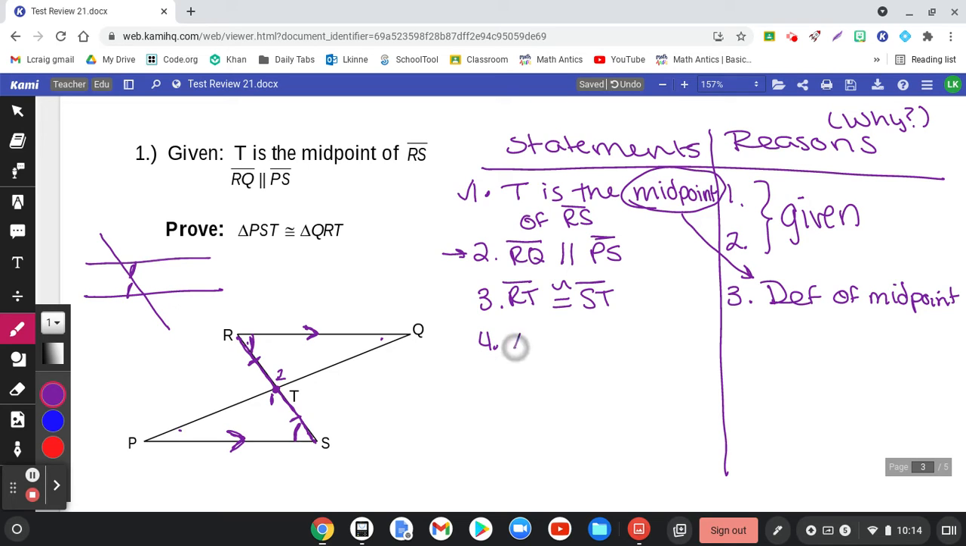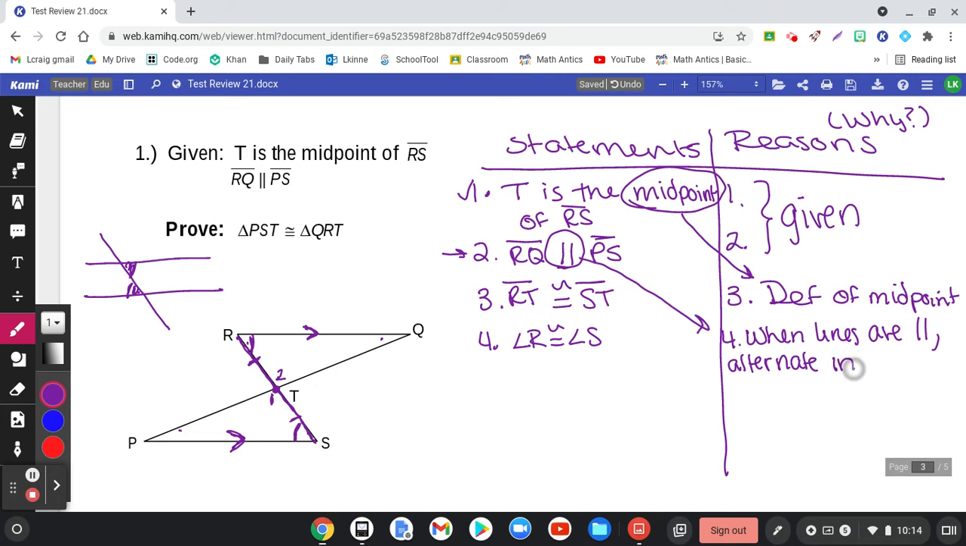So why don't we just go with angle R is congruent to angle S. And again, if I gave you parallel, you need to use it over here. So when lines are parallel, and then what type of angles are R and S? It might help to look up here. Alternate interior angles are congruent. All right, and we have an angle. We have a set of sides. So again, you could say Q and P and go angle, angle, side.